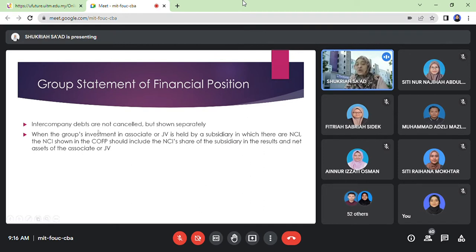Okay, when the group investment in associate or joint venture is held by a subsidiary in which there are NCI, the NCI shown in the SOPI should include the NCI share of the subsidiary in the results and net asset of the associate or joint venture. Okay, all right.